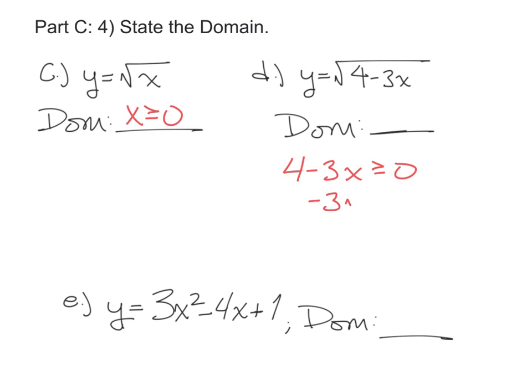Subtract 4, and we got negative 3x. It has to be greater than or equal to negative 4. And divide by negative 3. Remembering your rules about inequalities, when we divide by a negative number, we have to switch the inequality. So x will have to be less than or equal to 4/3. That means that our domain is going to be all real numbers such that x is less than or equal to 4/3.